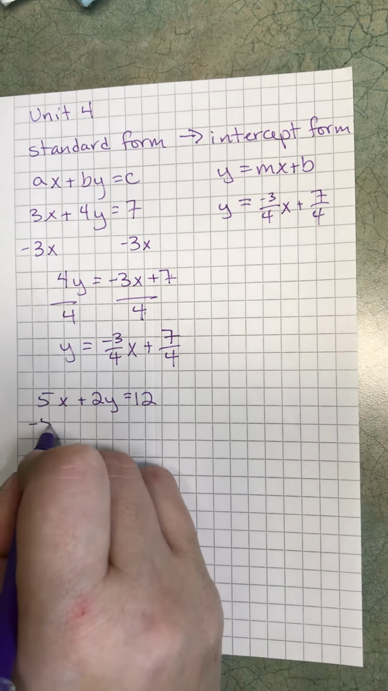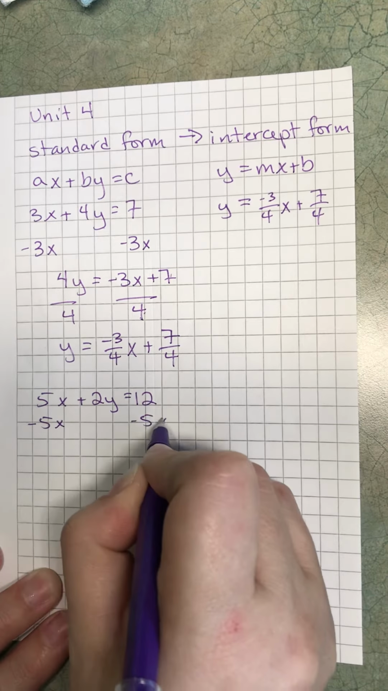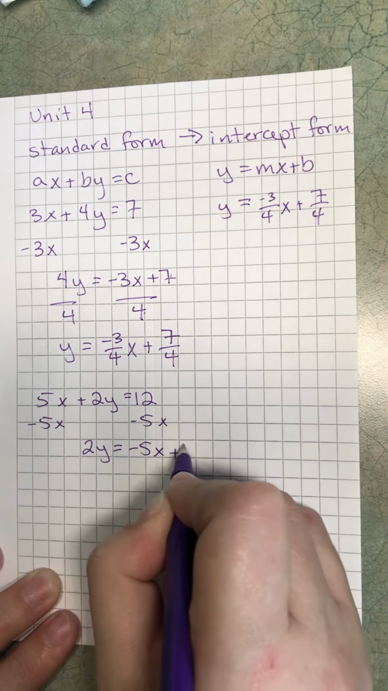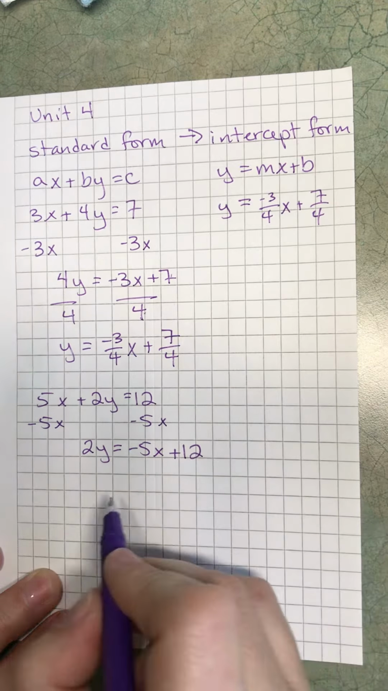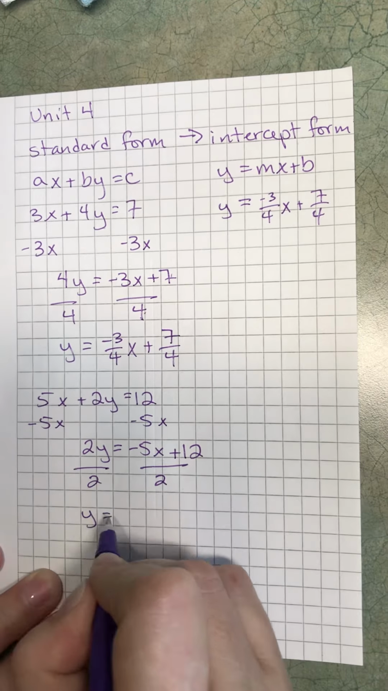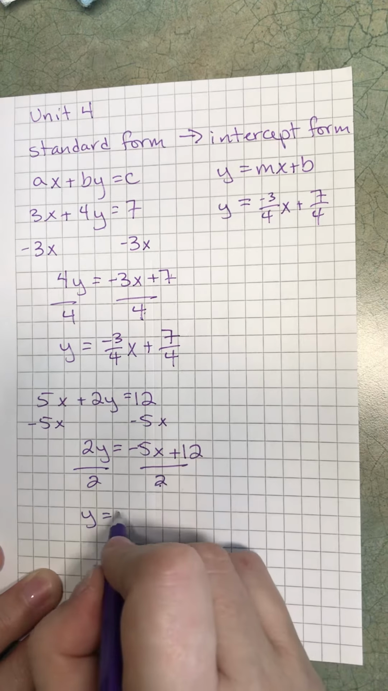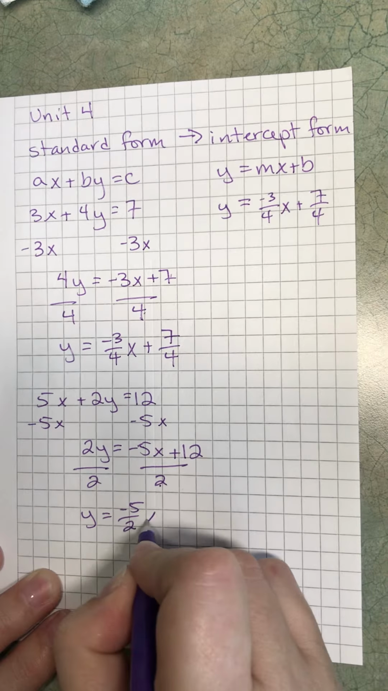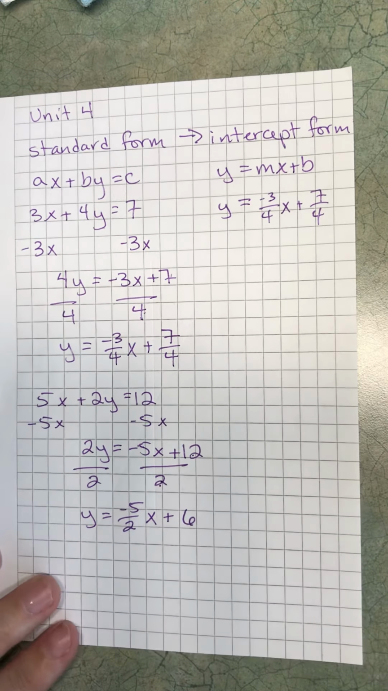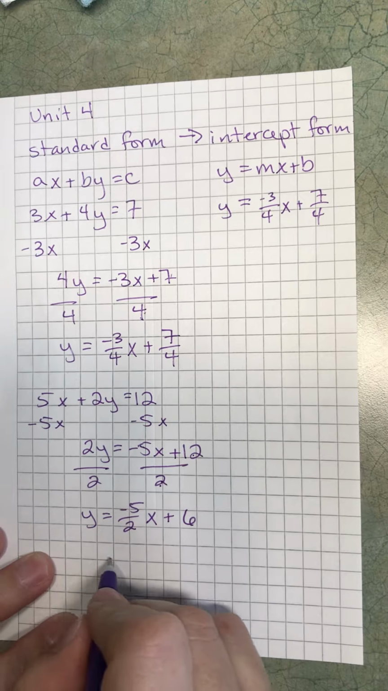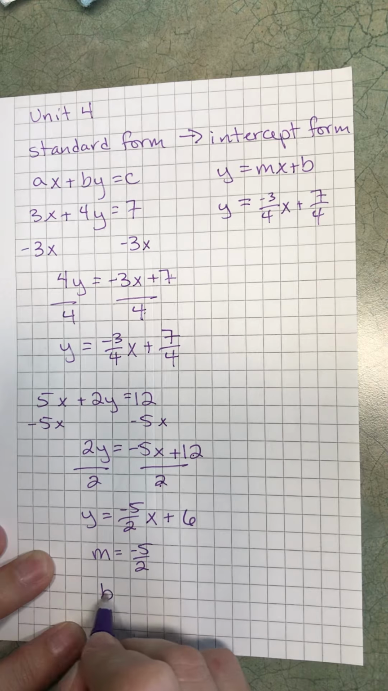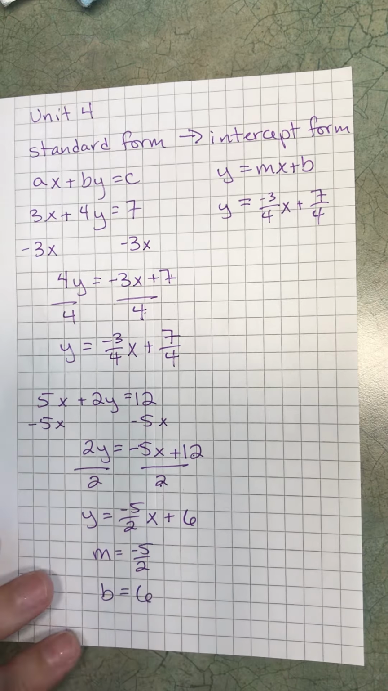So if I subtract 5x, I get 2y equals negative 5x plus 12. And then I'm going to divide everything by 2, and I get y equals negative 5 divided by 2 x plus 12 divided by 2 is 6. So now my m equals negative 5/2, and my b, my y-intercept, equals 6.